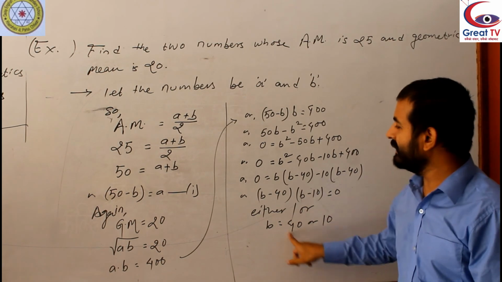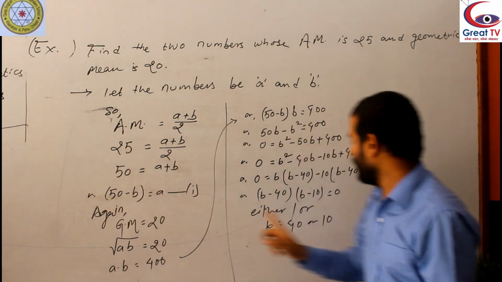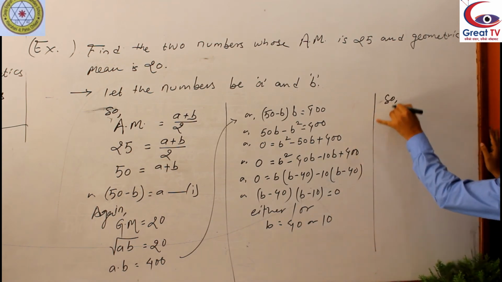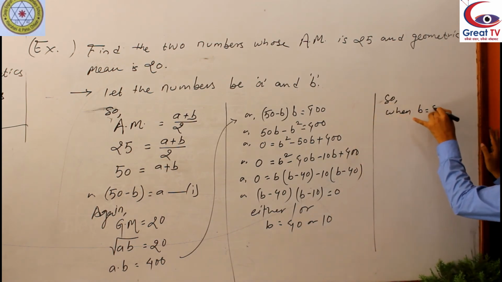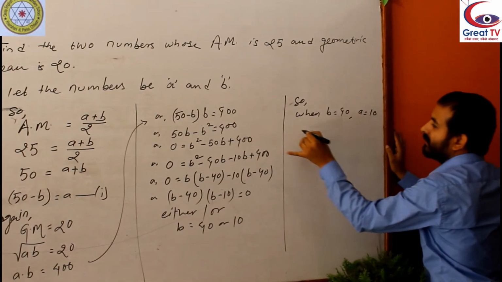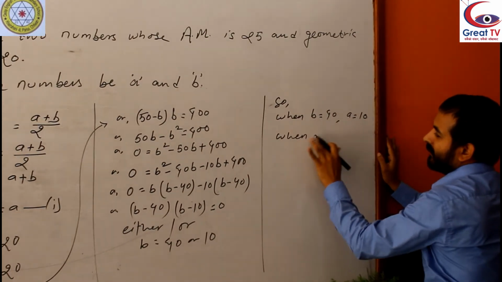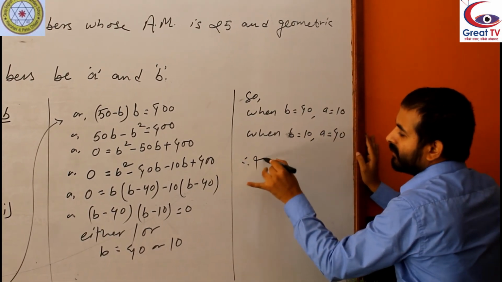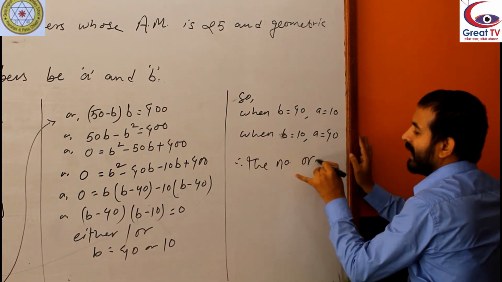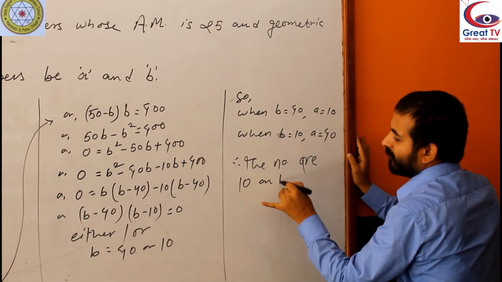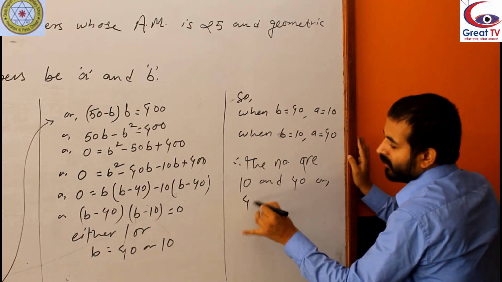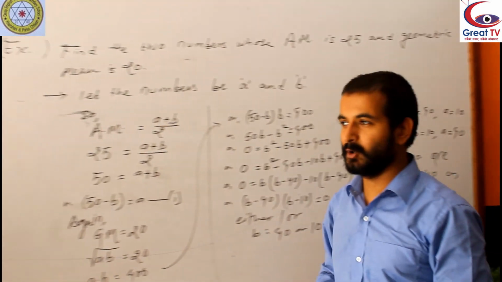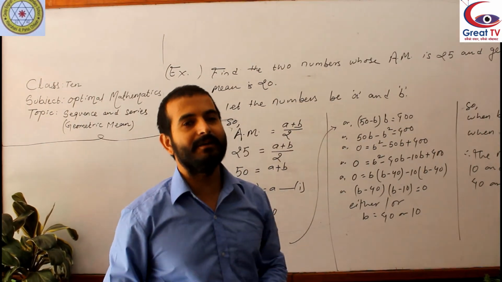Now when B is 40, A is 10, or when B is 10, A is 40. When B is equal to 40, A becomes 10. When B is equal to 10, A becomes 40. Therefore the numbers are 10 and 40, or 40 and 10. Understood? This is the last question for the geometric mean. So by this we will close the sequence and series.